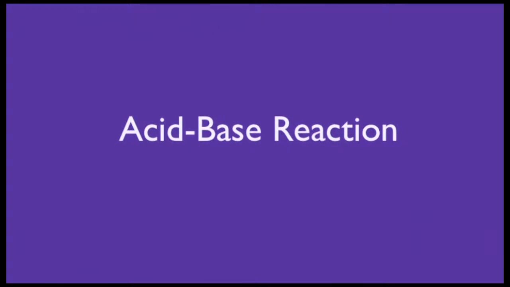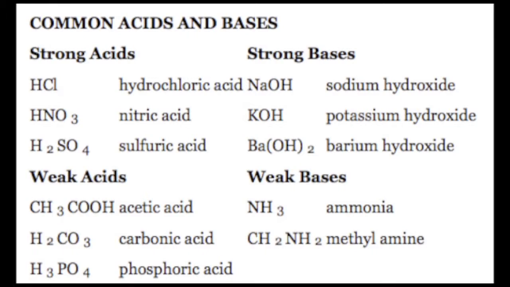Acid-base reaction. An acid is a substance that ionizes in an aqueous solution to form hydrogen ions. A base, on the other hand, is a substance that will accept hydrogen ions and/or produce hydroxide ions in a solution. Both can be strong or weak. If it ionizes completely in the solution, it's strong. However, if it only partially ionizes in the solution, it's generally considered to be weak.